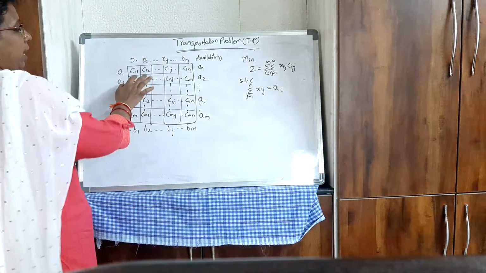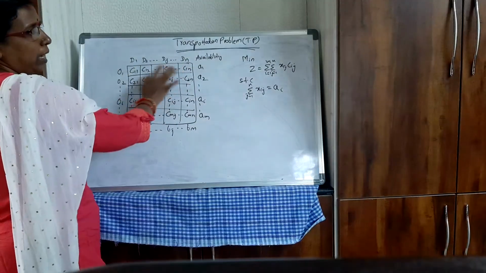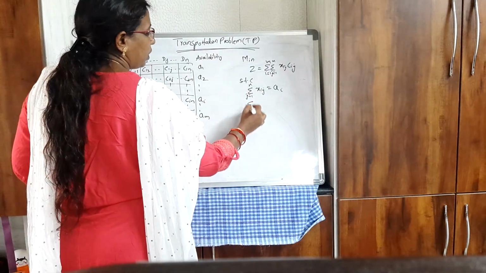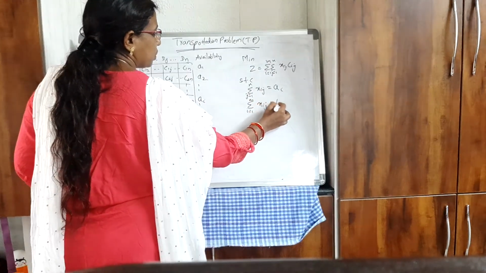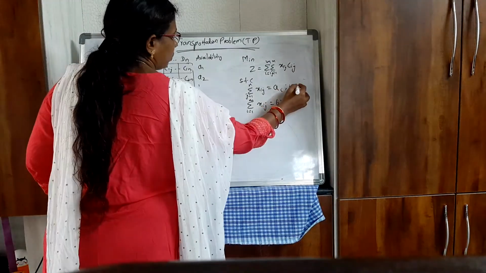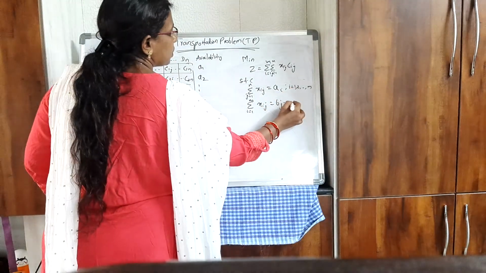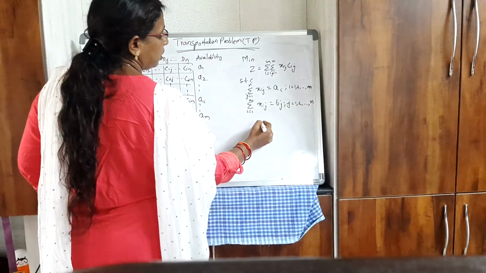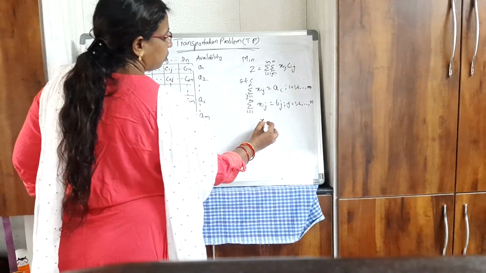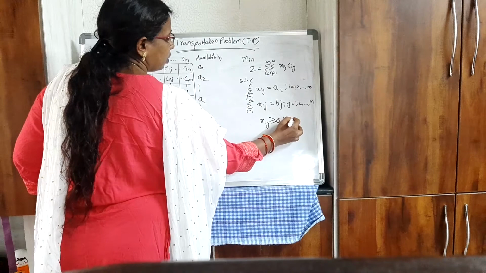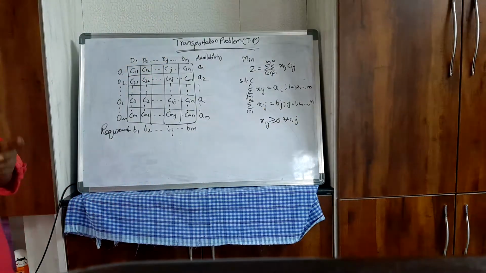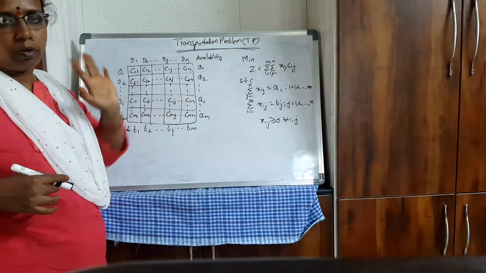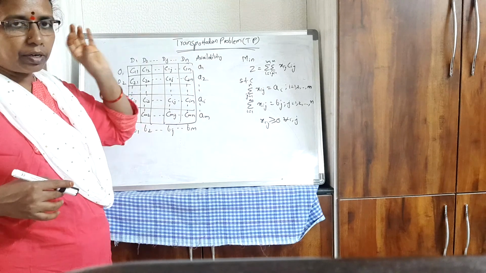That means when you add the allocated units in each row, it should be equal to the availability. And the other constraint is summation over i from 1 to m, xij equals bj. The first is for i equals 1 to m, and this is for j equals 1 to n. And the xij's are greater than or equal to 0 for all i, j. So this is the LPP form of a transportation problem.